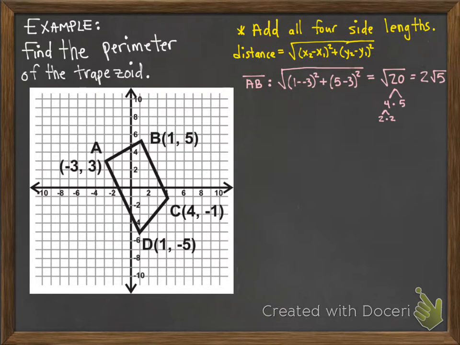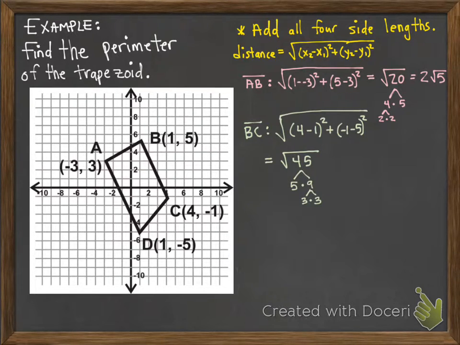Next, we're going to look from B to C. We use the points 1, 5 and 4, -1 in our distance formula. Simplify the inside. Don't forget parentheses if you're using a calculator. That's the square root of 45, which is also a decimal, so we're going to simplify that using a factor tree. We get 5 times 3 times 3, which means this simplifies to 3 times the square root of 5.